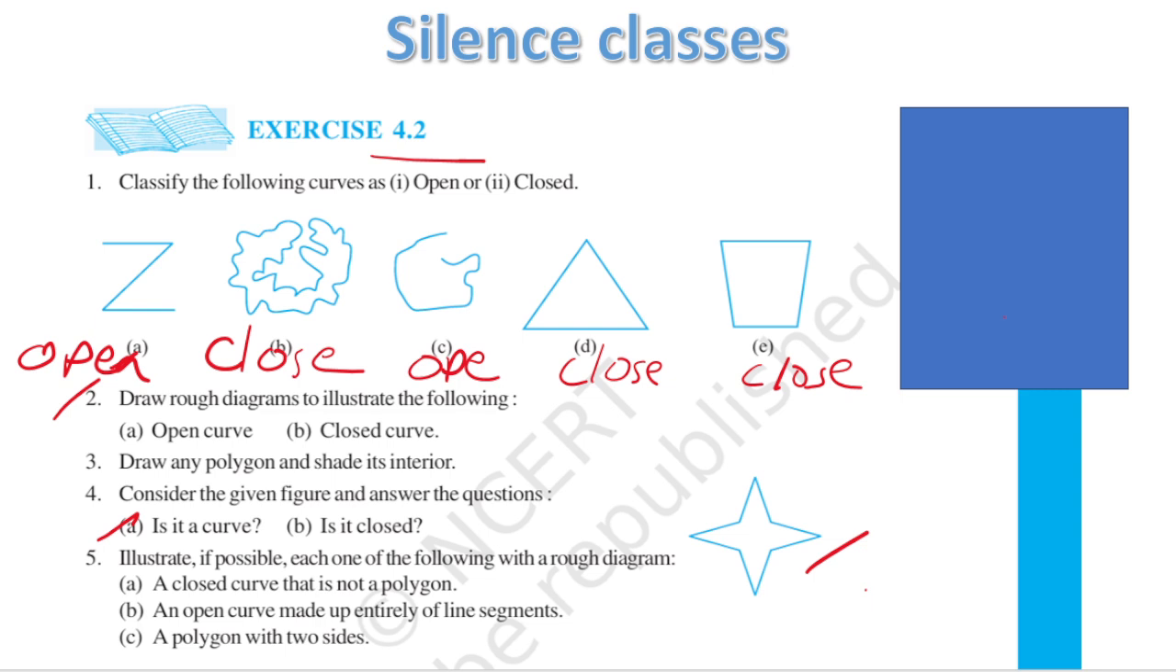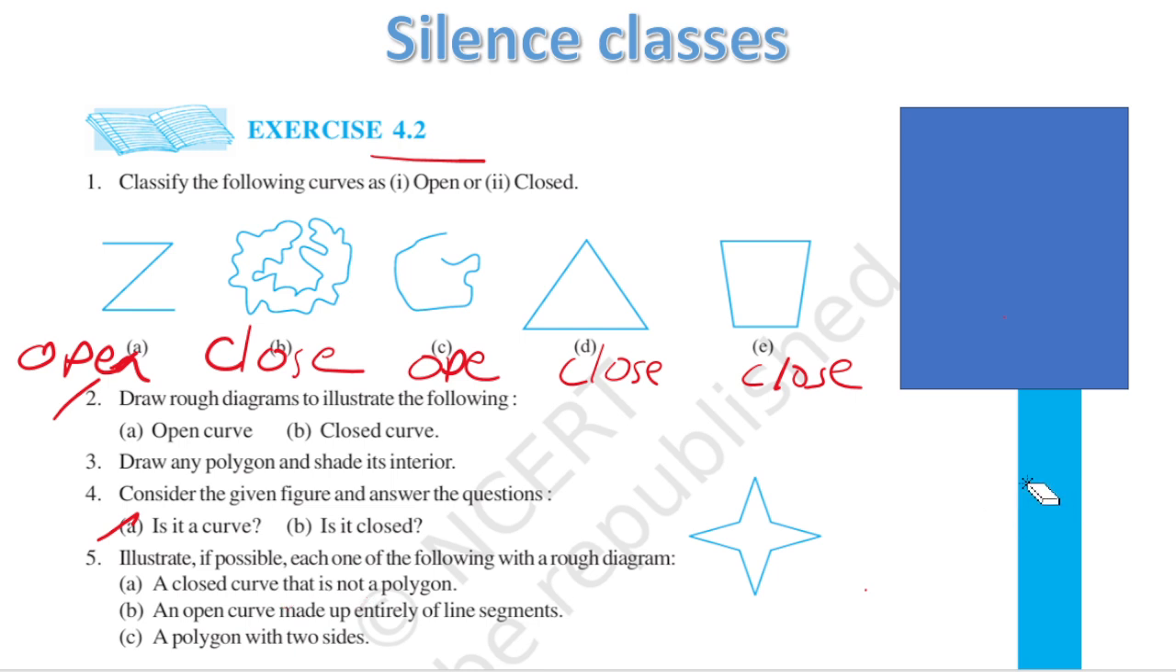Illustrate, if possible, each one of the following with a rough diagram. It means we have to make the rough diagram by ourselves. Question A is saying, a closed curve that is not a polygon. Not a polygon. And what is a polygon? A polygon is made up of line segments, meaning straight lines are there. But we need a closed curve that is not a polygon.